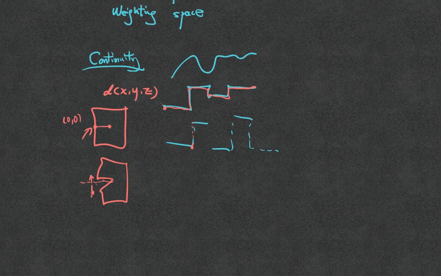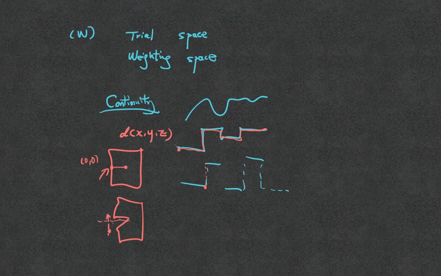So in general, what we typically want is that we want both the trial space and the weighting function space to be in H1. What are H1 functions? It has some sort of continuity. Exactly what is the continuity?